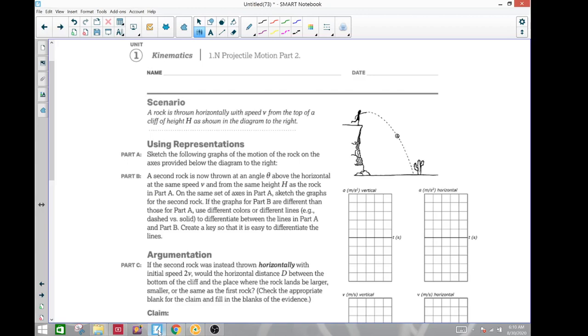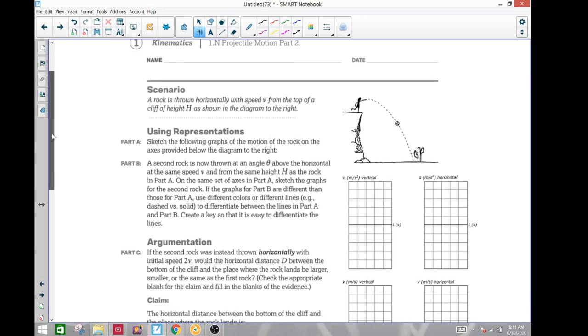We're doing a little video here on projectile motion, graphing and representing this material in a specific way. All right, so let's grab this here and see what they're talking about. A rock is thrown horizontally with speed v at the top of a cliff at height h, as shown to the right. Okay, we've seen this already. All right, so we're going to sketch this out graphically.